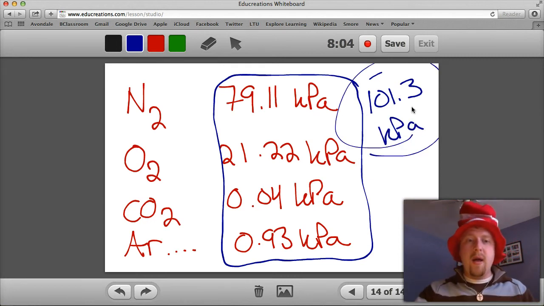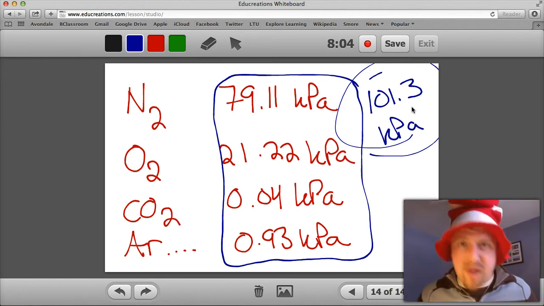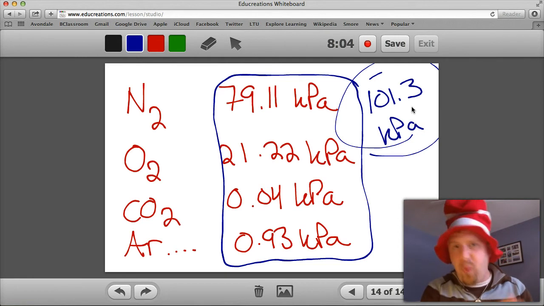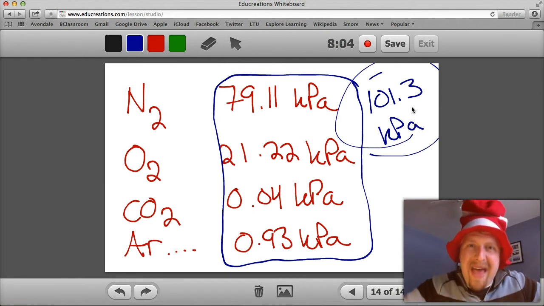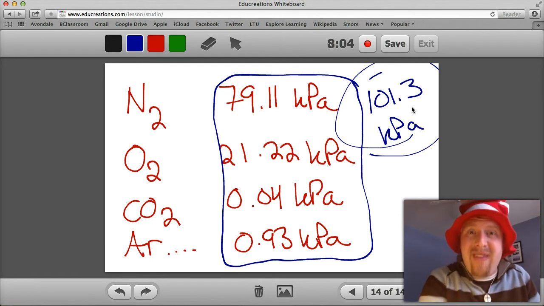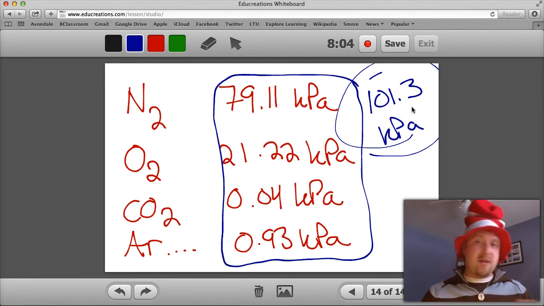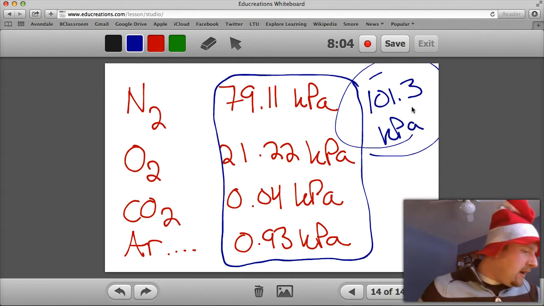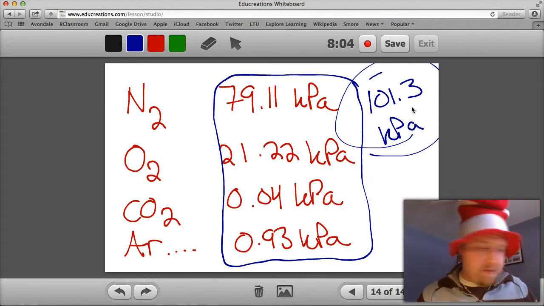There it is. So if you have a bunch of gas in a container, and you know what percent of the gas is what, you can actually find what the individual pressure of that gas is. So that's kind of cool. We can break it down. We can look at it. So there is an example of this.